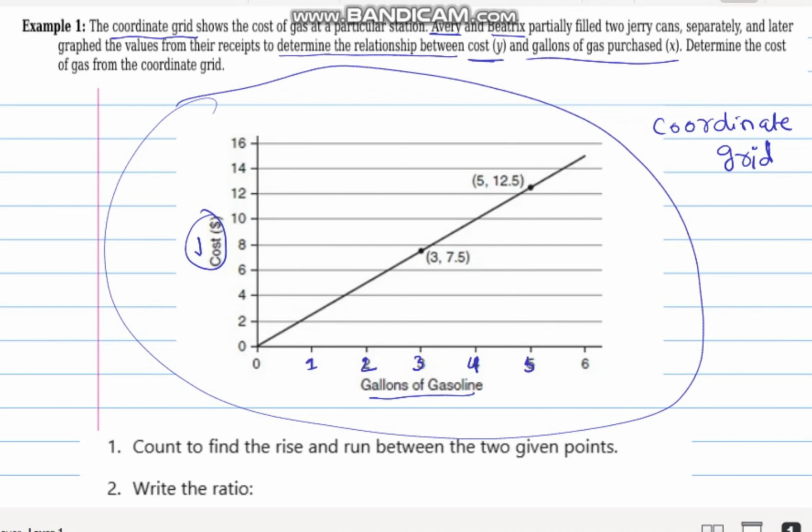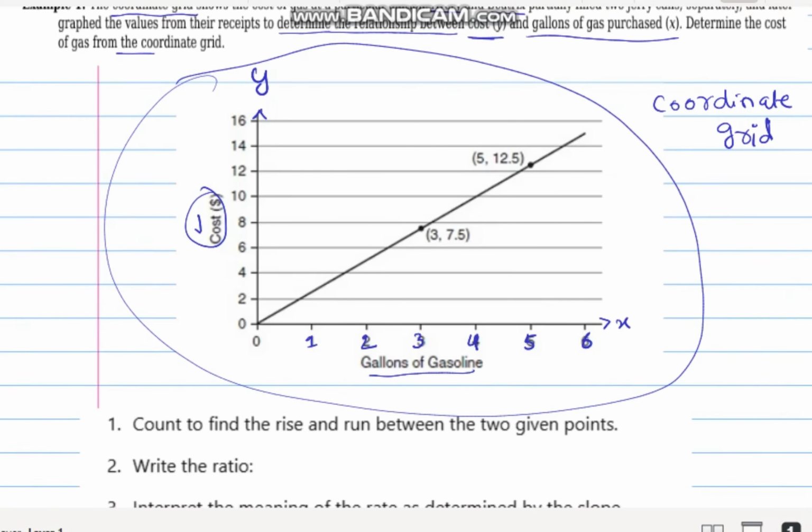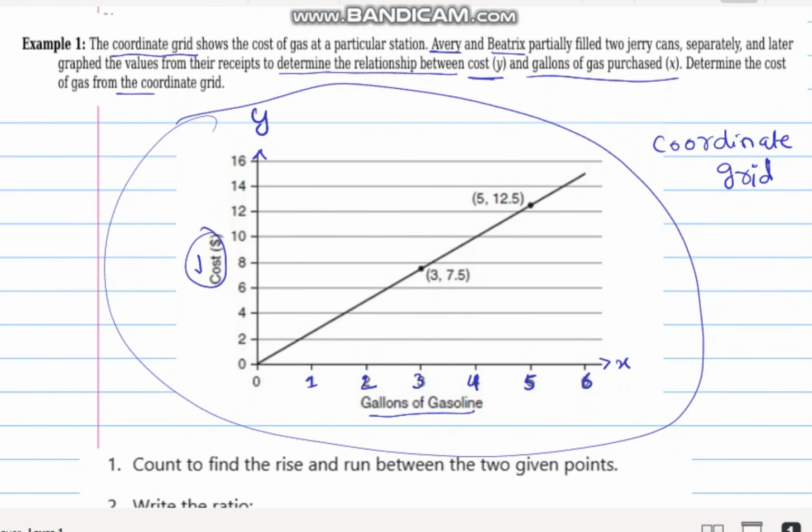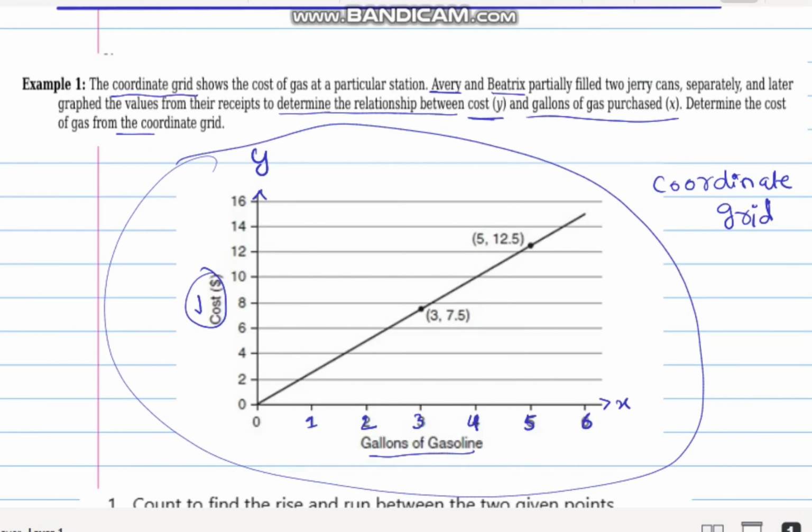The gallons are written on the horizontal line, and the cost is written on the vertical axis. This is the y-axis, and this is the x-axis. Determine the cost of the gas from the coordinate grid. We have to find the cost. It is a very important thing. The question is about the cost of the gas from the coordinate grid.